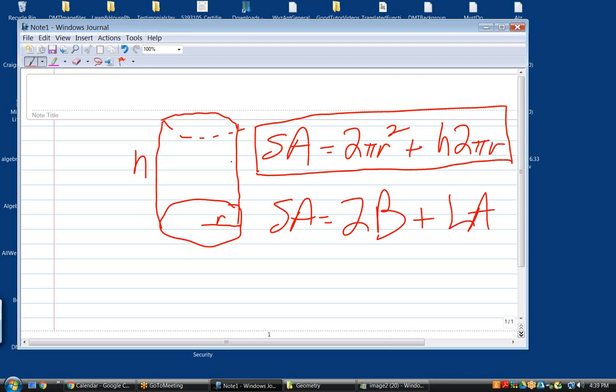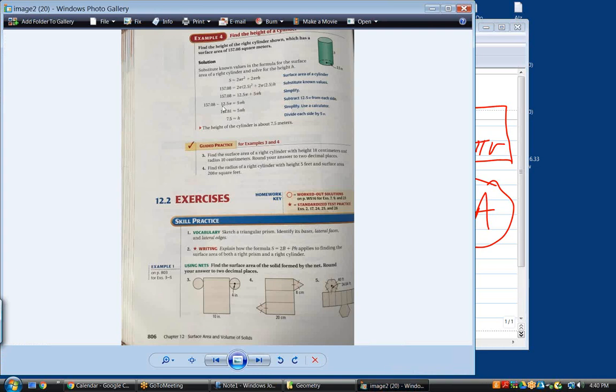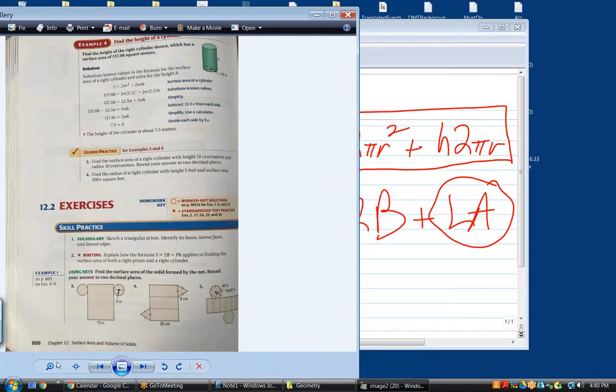In other words, in a cylinder, that lateral area is the area of that label. But if it's a different kind of prism, maybe it has a regular pentagon instead of a circle as its base, it's different. Okay. And that's what this example here basically is talking about.